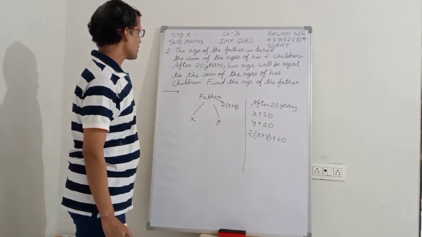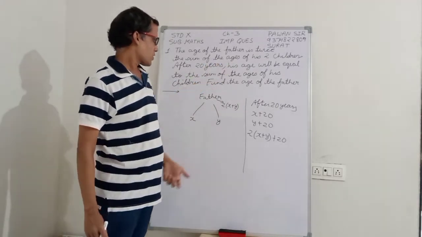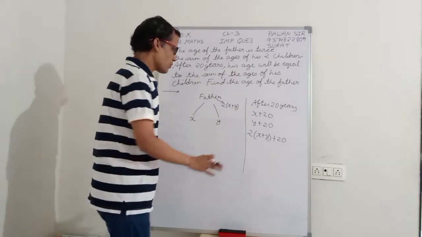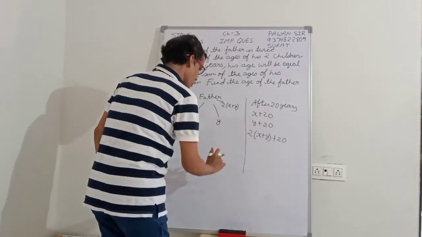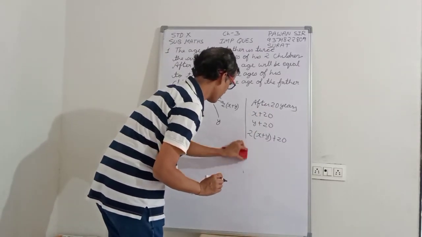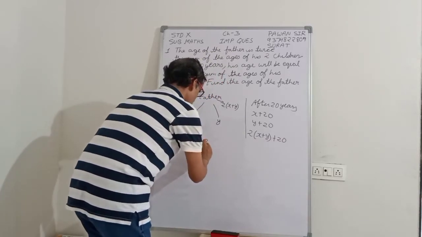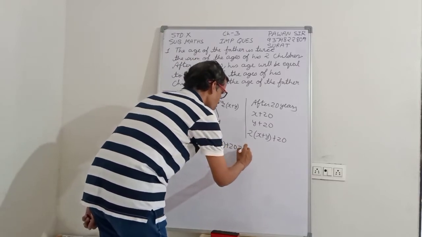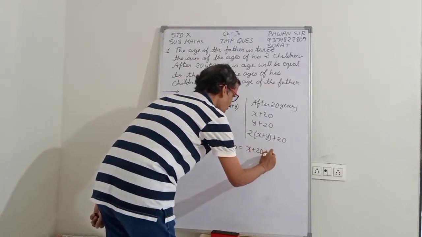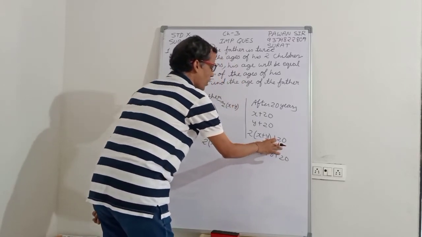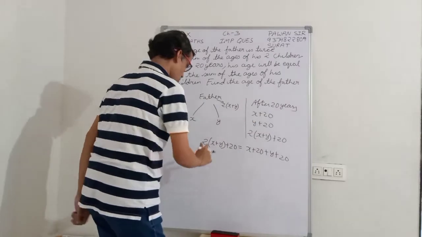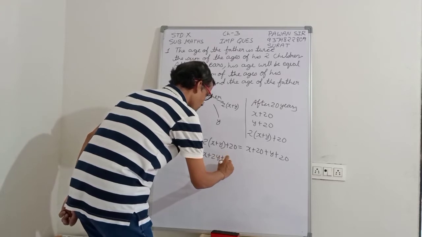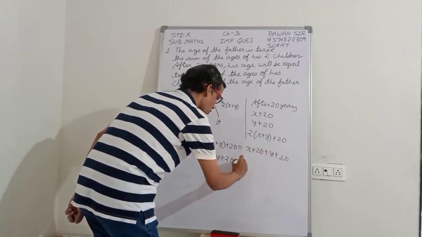Okay. Now what is given? After 20 years, the age of father is equal to the sum of the age of these two sons. So we can write twice of X plus Y plus 20 is equal to X plus 20 plus Y plus 20. The age of father is the addition of these two. Open the bracket, 2x plus 2y plus 20 is equal to x plus y plus 40.